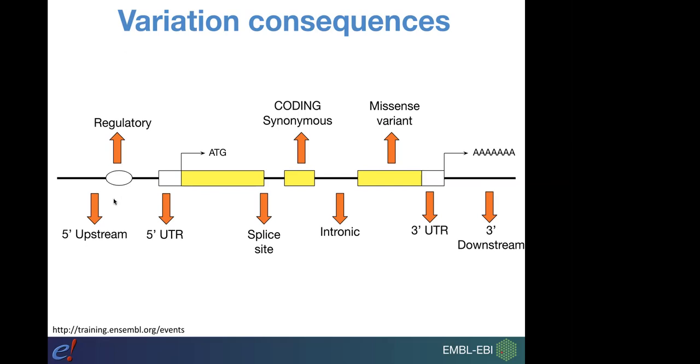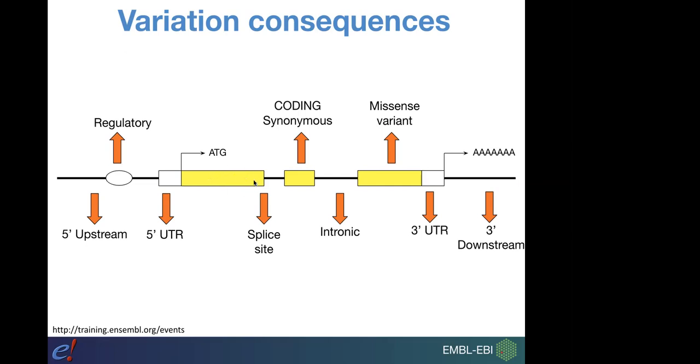Then we can think of a variant that might fall within a gene, but not within the coding region. So it might fall in this 5' UTR region, the splice site, or an intronic site. Also, in this case, the variants are not directly going to affect the protein structure and function, but they might affect the mRNA stability, the splicing, the translation efficiency, and other factors that might lead to a change in the expression of the protein.